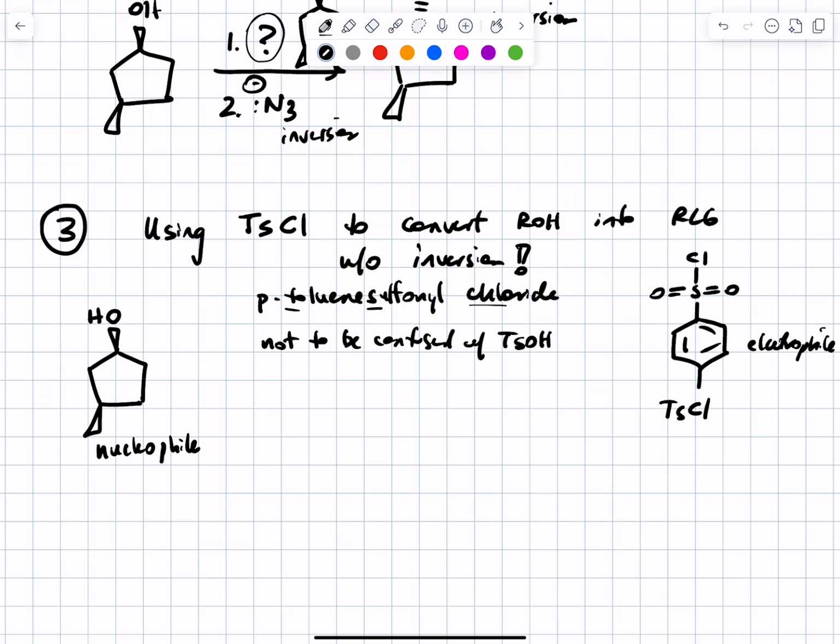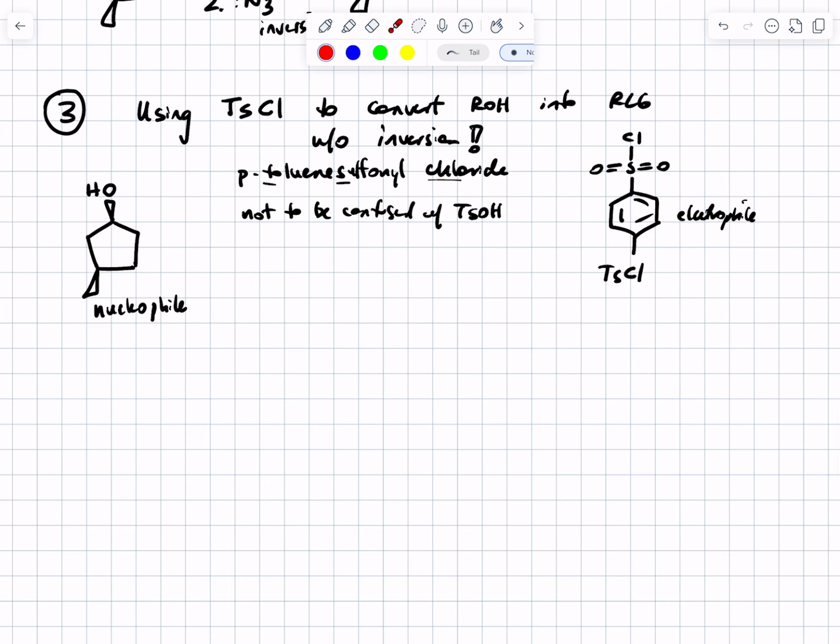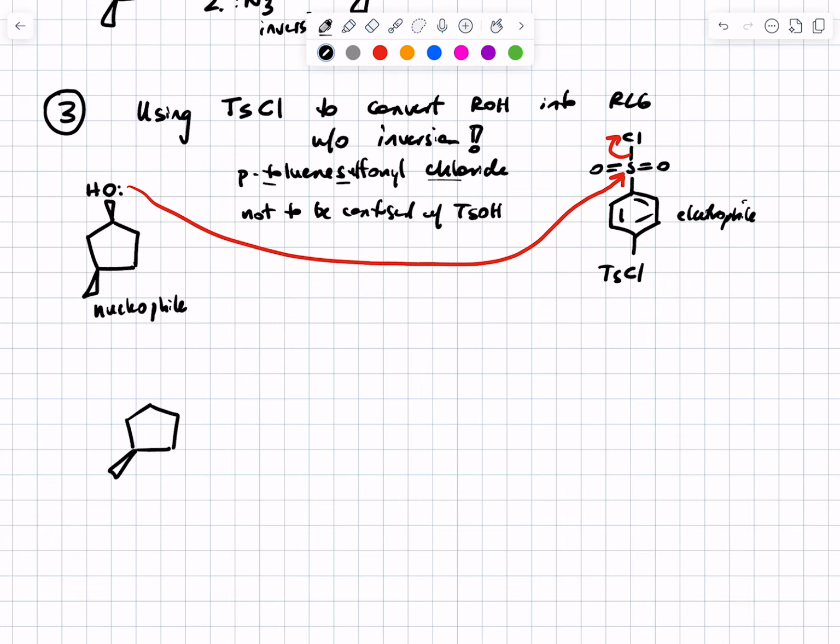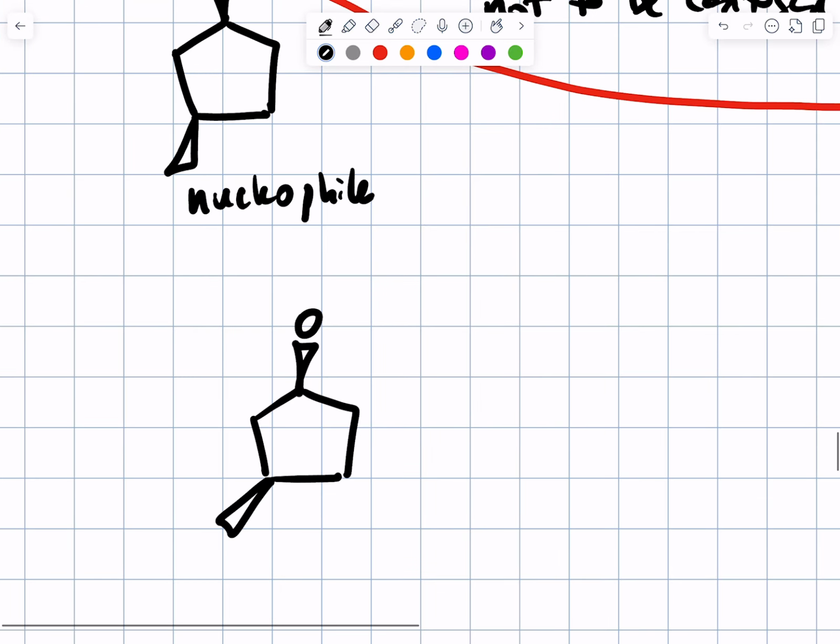So I'll show you this mechanism so that you understand why there's no change in stereochemistry at the alcohol, at the carbon of the alcohol. So the oxygen of the alcohol attacks the sulfur and the Cl minus leaving group leaves. That gets you to this intermediate, which I will draw like this.